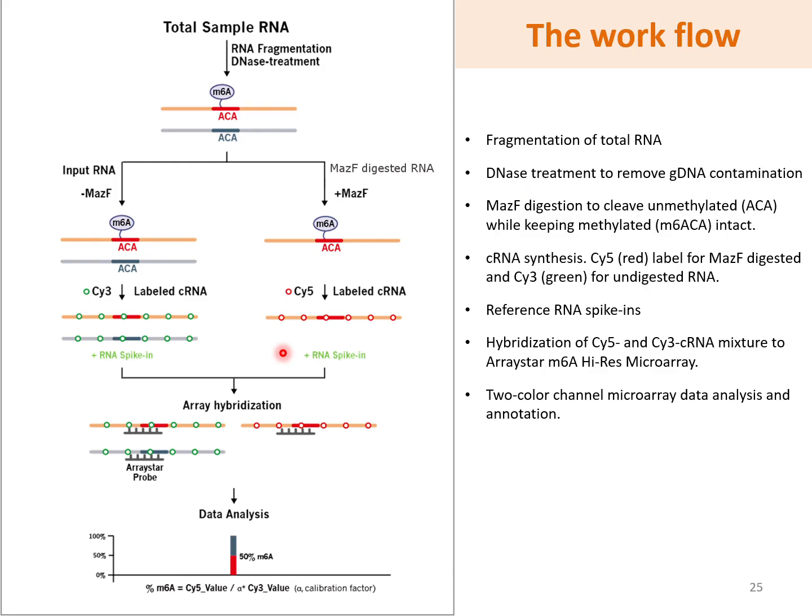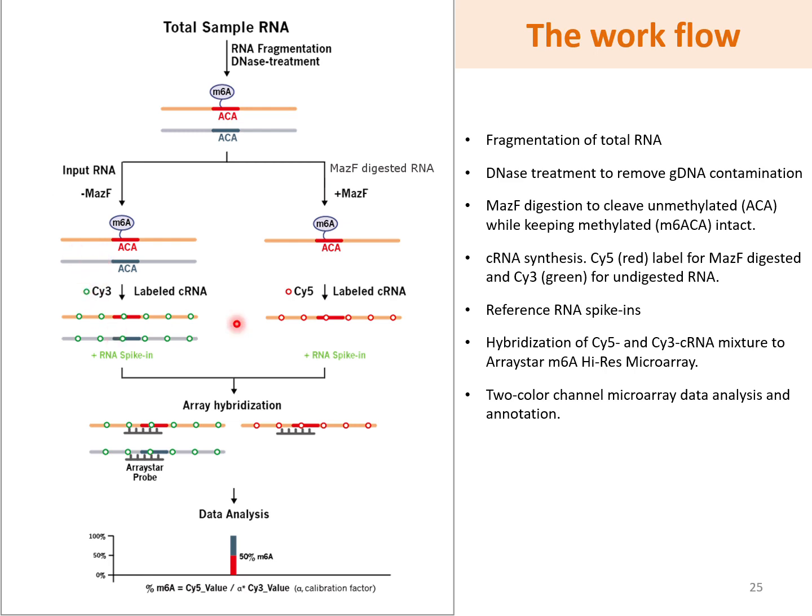In a typical m6A single nucleotide microarray workflow, the RNA sample is fragmented and equally divided into input and MazF fractions. The MazF fraction is digested with the MazF enzyme, where the unmodified sites are destroyed and the m6A modified sites are preserved. This fraction is labeled with red-colored Cyanine 5 dye. The input RNA is not treated with MazF. It includes both modified and unmodified sites. This fraction is labeled with green-colored Cyanine 3 dye.